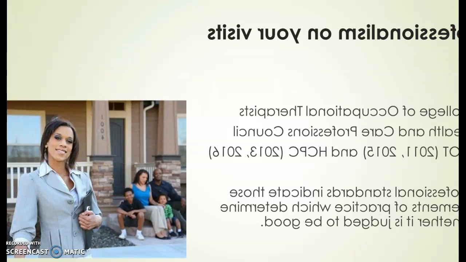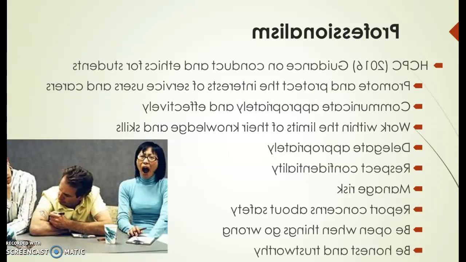So think about professionalism on your visits. Obviously we've got the COT that guides us. We've got the Health and Care Professions Council. Professional standards indicate those elements of practice which determine whether it's judged to be good. So professionalism: promote and protect the interest of your service user, communicate appropriately and effectively, work within the limits of your knowledge and skills, delegating, respect, managing risk, reporting concerns, being open when things go wrong, be honest and trustworthy, and records of your work. Keep a close record of your work with service users and carers and do that in a timely manner.